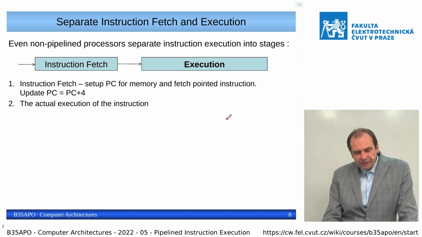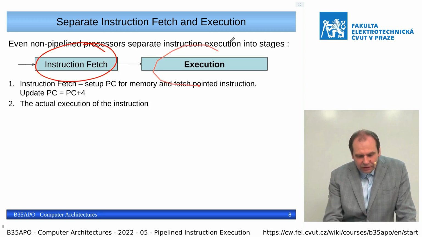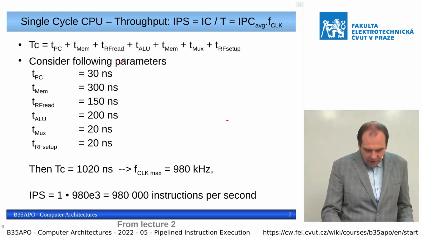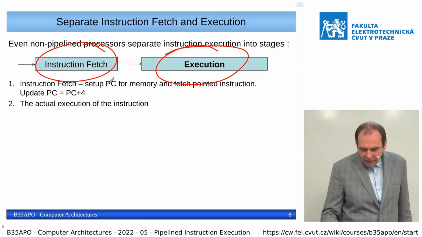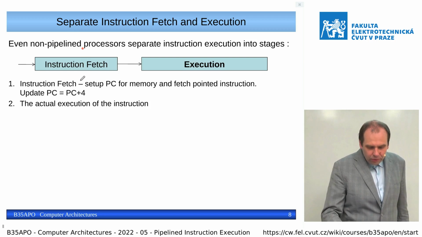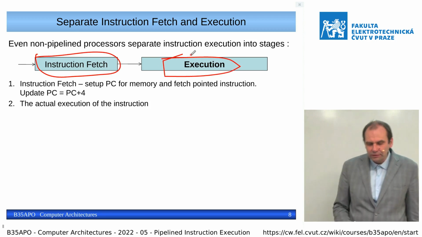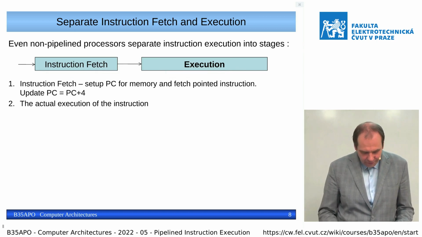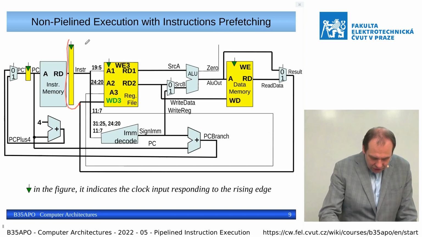So the first thing which we can do is that we separate the instruction fetch from the actual instruction execution. In this case, that long time to read the memory, 300 nanoseconds, which is the longest one, is not included in the single clock cycle twice, once for fetching the instruction and once for the actual execution and access of the memory. So basically, in this case, we add a register here after the instruction is read.